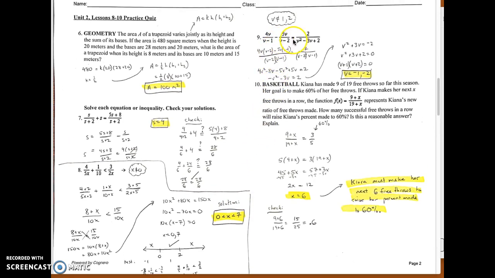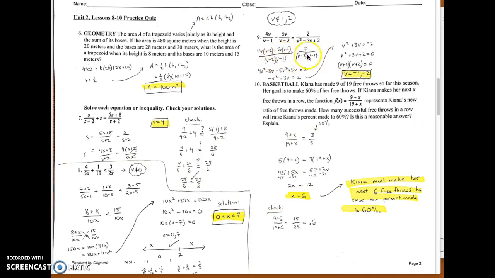Question 9, again, we have an equation. The first thing I did was factor this denominator over here, and I noticed that it factored into v minus 2 and v times v minus 1, which are the same things as over here. So this first fraction needs to be multiplied by v minus 2. So I have the numerator 4v times v minus 2. The second one needs to be times v minus 1. So I have 5v times v minus 1.